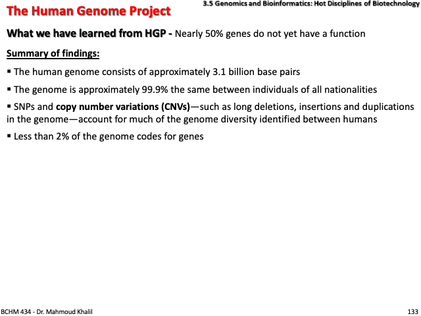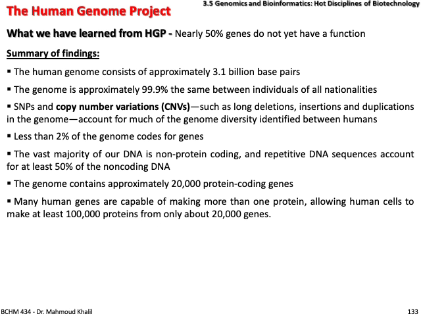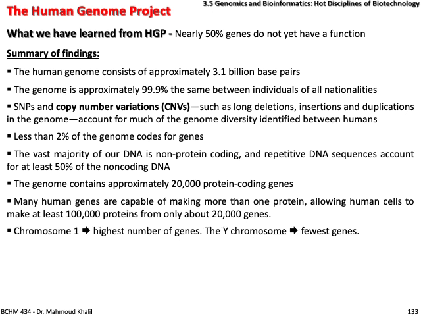Less than 2% of the genome codes for genes. The vast majority of our DNA is non-protein coding, and there are a lot of repetitive DNA sequences that account for at least 50% of the non-coding DNA. The genome contains approximately 20,000 protein coding genes. Many human genes are capable of making more than one protein. That's because of alternative splicing, allowing human cells to make at least 100,000 proteins from only about 20,000 genes. Chromosome 1, which is the biggest chromosome, has the highest number of genes, and the Y chromosome, which is the smallest chromosome, has the fewest genes.